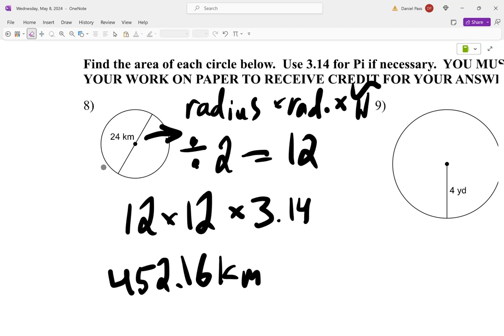Kilometers. Yes, it is area, so it's square. That's what I said. Okay.